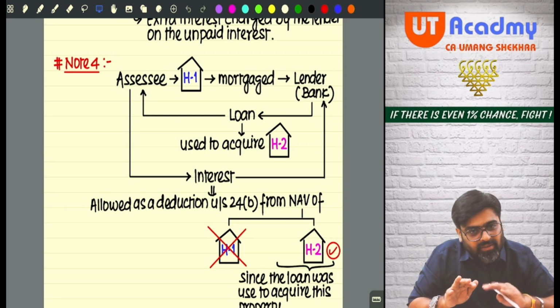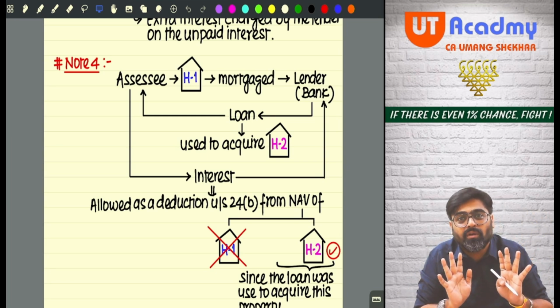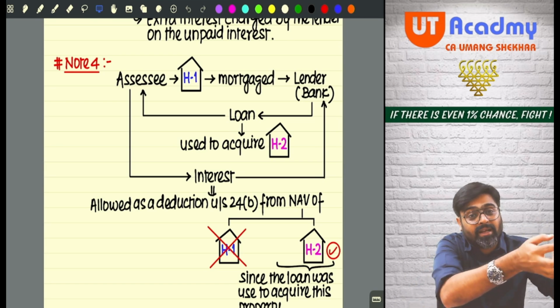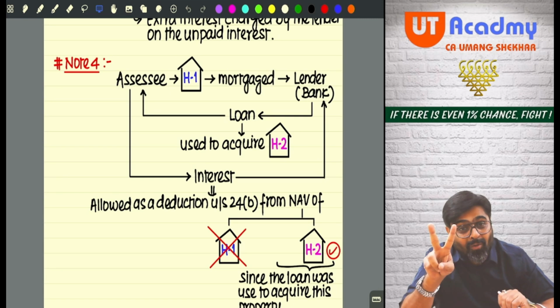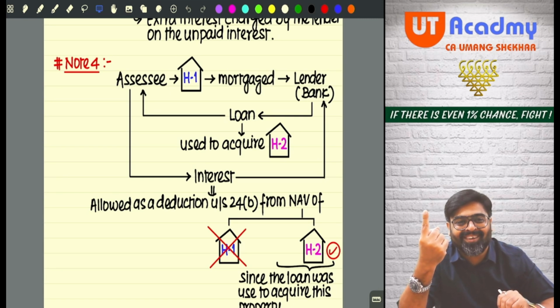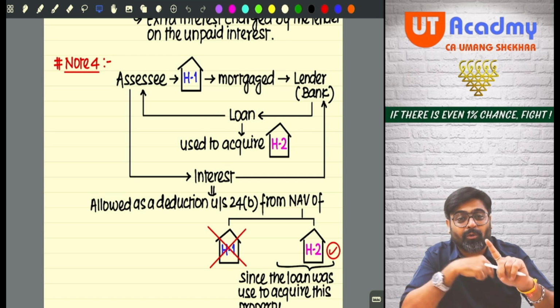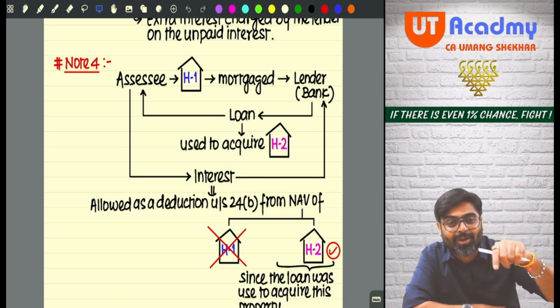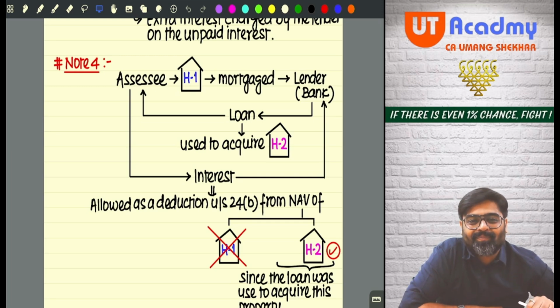See, house property 1 is just kept as a mortgage. I am still the owner of that house property. Yes or no? And by keeping it on mortgage, I took a loan and I got the ownership of another property. So now I have two house properties. Yes or no? But only one loan. So interest on this loan will be allowed as a deduction out of the annual value of house property 1 or house property 2. That is the question. Come on, tell me.